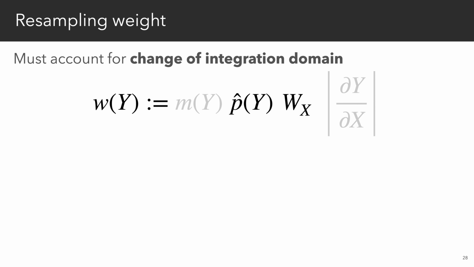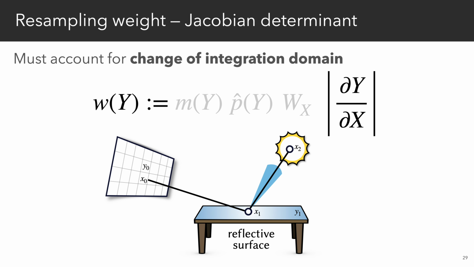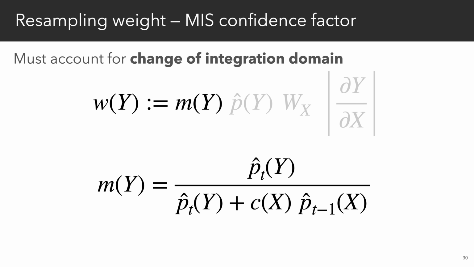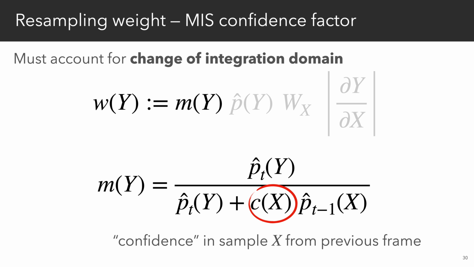doesn't entirely fix the issue, because the resampling weights must be modified with an MIS weight and a Jacobian determinant to account for the change of integration domain. For scenes with specular surfaces, simply reusing light paths by reconnecting vertices can lead to singular Jacobians. On the other hand, the MIS weight M assigns a confidence factor C to the p hat of the previous frame, which heuristically trades noise for correlation.